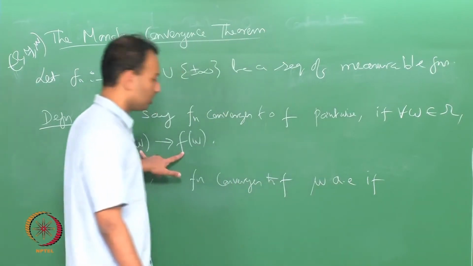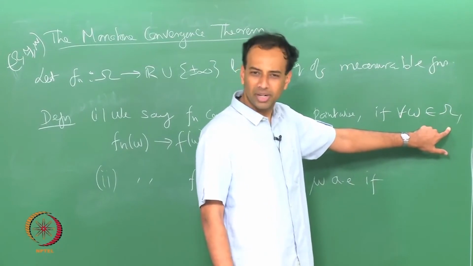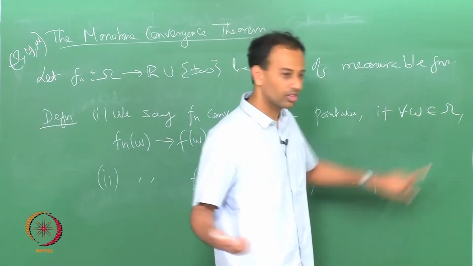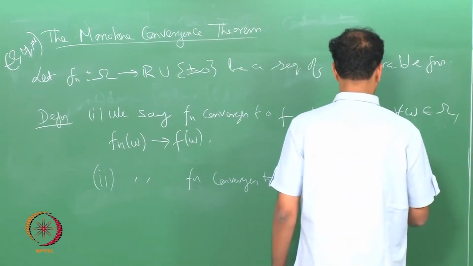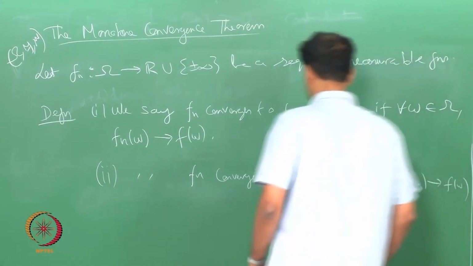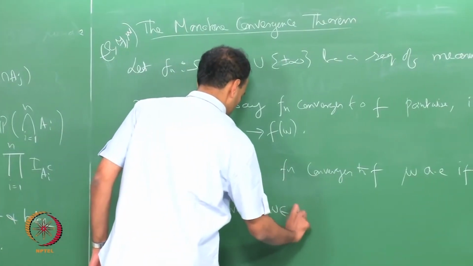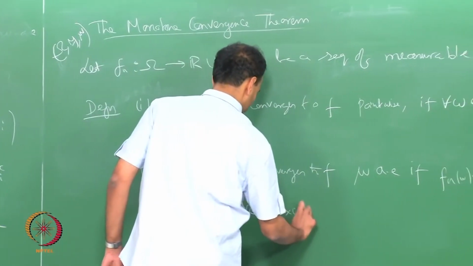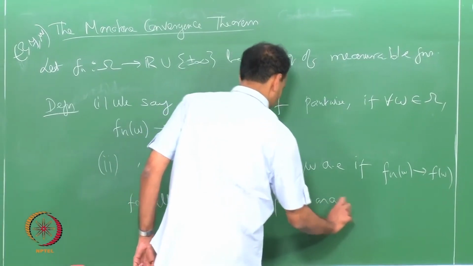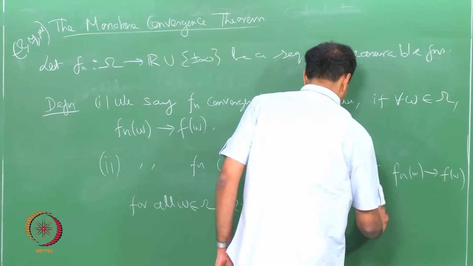This convergence holds not necessarily for every omega in the sample space, but instead it may fail to hold on a set of mu measure 0. If f n of omega converges to f of omega for all omega except perhaps on a set of mu measure 0.